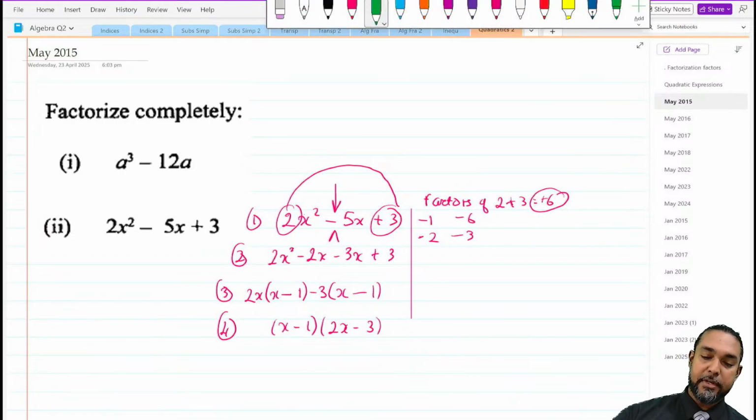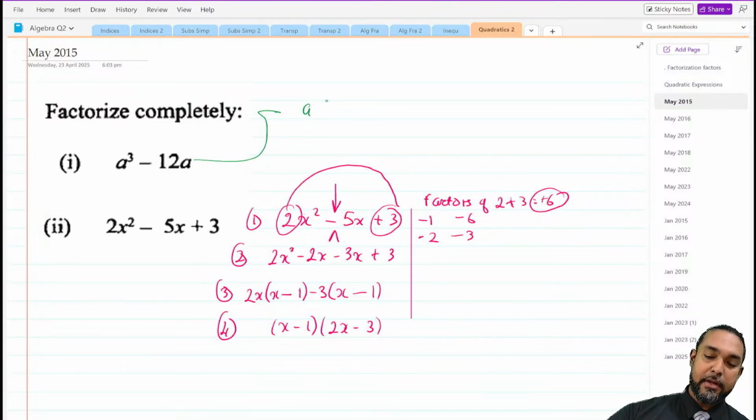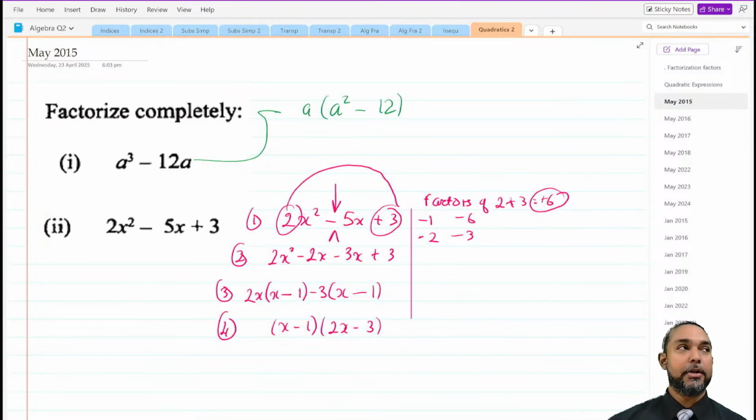So let me start from the top here. Just to show you, right? This one, if you pull out the A, you get A squared minus 12. Now I'll show you a trick here. This is not something you're supposed to know how to do, but I'll show you anyway. So remember how I said, what's the square root of A squared? A, right?